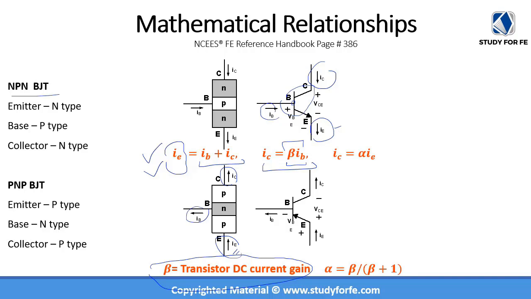And the relationship between IC and IE is this: IC is equal to alpha times IE, where alpha is equal to beta divided by beta plus 1. So alpha is based on beta. If you know beta, you can figure out both alpha and the relationships between the collector current and the base current, and the collector current and the emitter current.